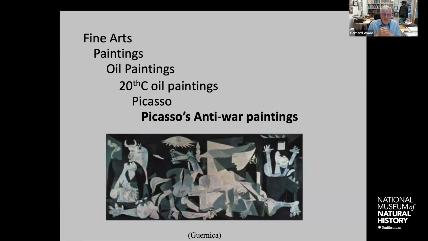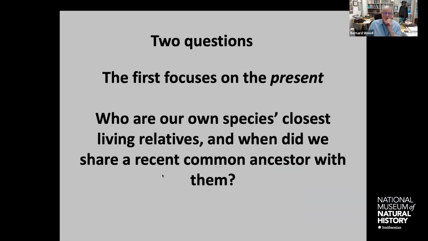Oil paintings are a subcategory of paintings. 20th century oil paintings are a subcategory of oil paintings, and Picasso's paintings, and then Picasso's anti-war paintings would be the lowest, the least inclusive, the most exclusive category. And that is one of them, but you can't classify a single painting. You put it into the species equivalent, which is Picasso's anti-war paintings. So now I've confused you with trying to give you metaphors.